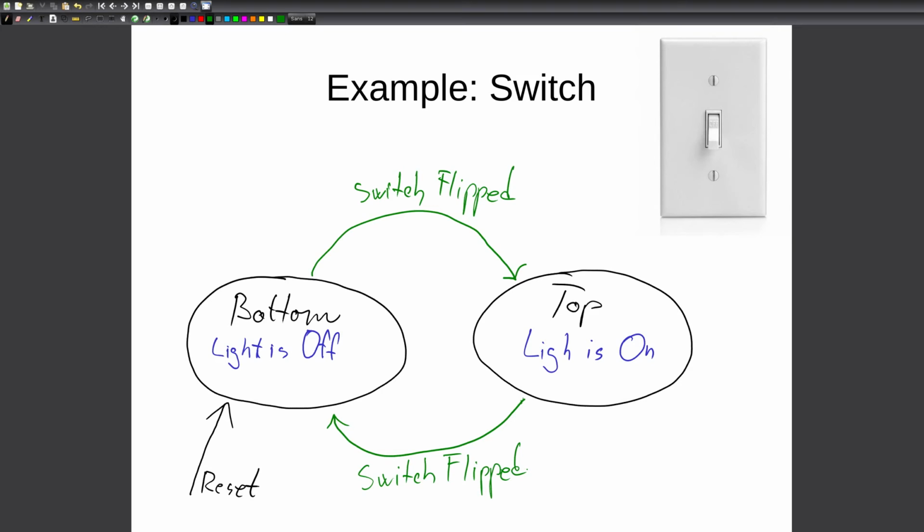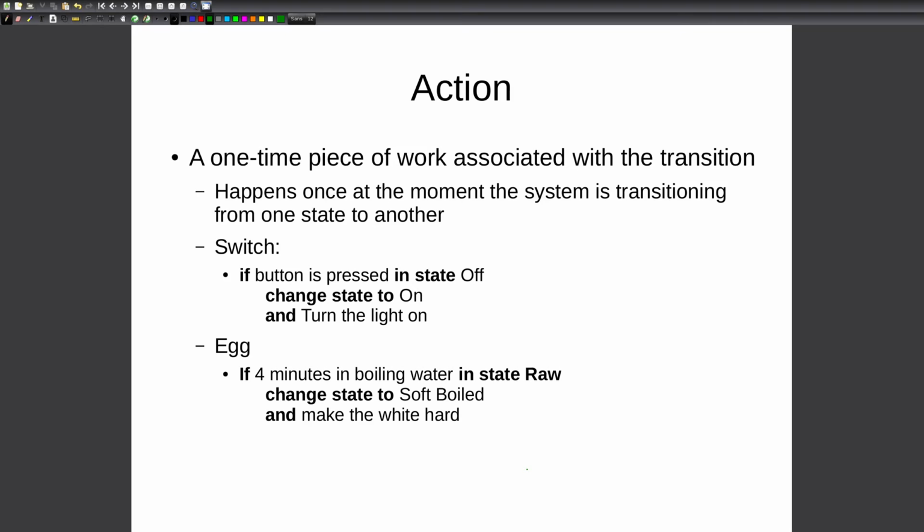So that's how we can model this switch using states, activities, and transitions. Another term: action. Action is a one-time piece of work associated with transitions. So before we had activities that were associated with states, and now we have actions, and actions are associated with transitions, and it's a one-time piece of work.